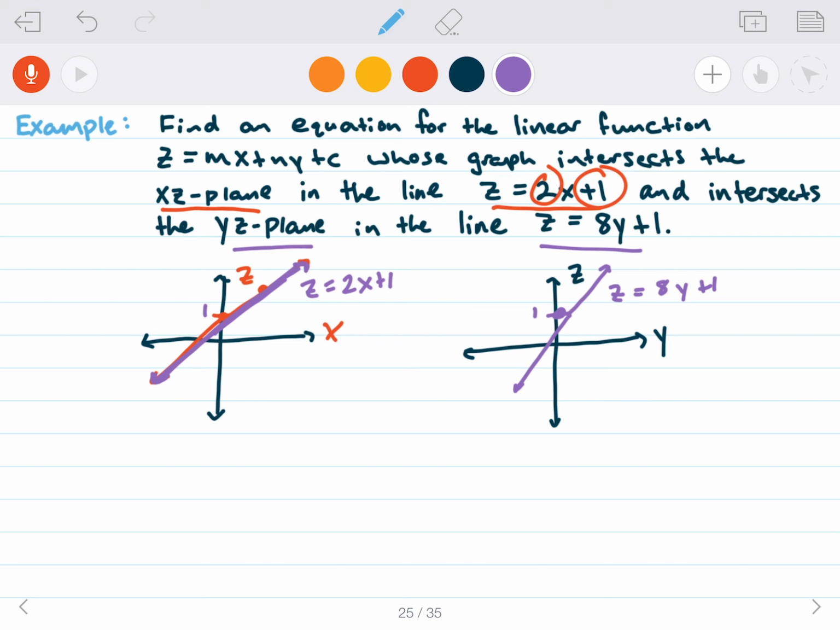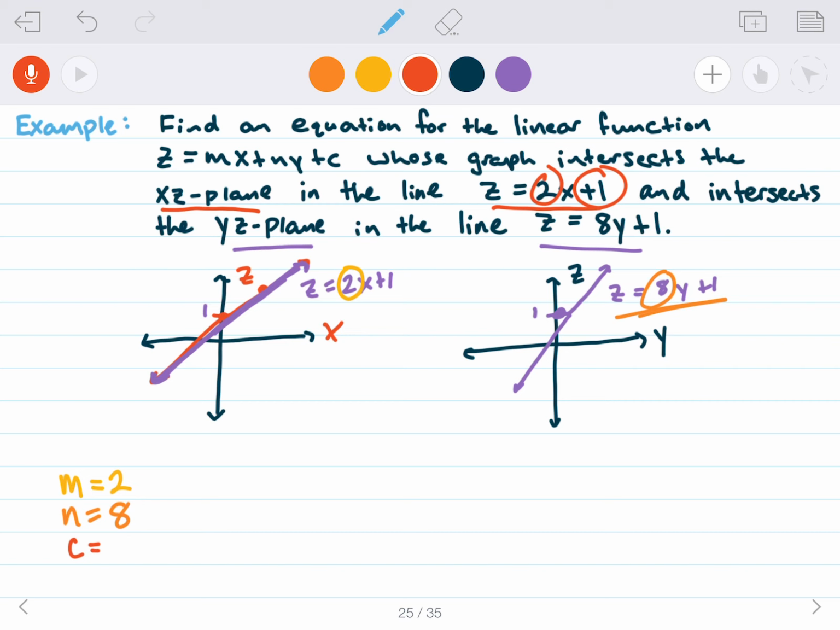Okay, so the plane is going to intersect both of these lines. And so what do we know? Well, from the xz plane, we can see what the slope of this line is in the x direction. The slope is going to be 2. So that's telling us that our m is going to be 2. On the other hand, in the y direction, the slope is going to be 8. So we have n is equal to 8. Now what about c?